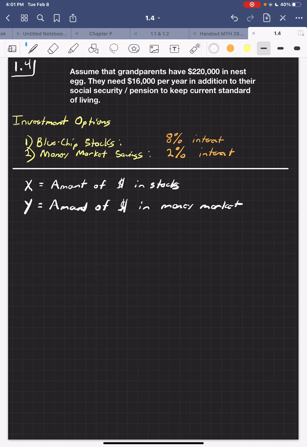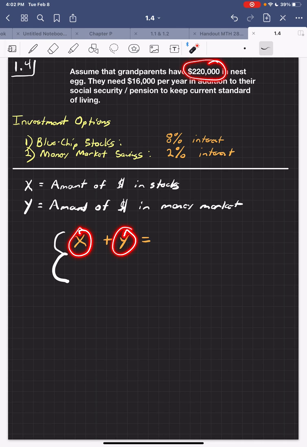What we're going to do is try to set up a system of equations. And then we're going to seek the solution to that system of equations, if indeed there is a solution. Of course, with all application problems, the setup, the initial modeling, is what makes them hard. But let's see if you can follow me here. So I need two equations. Now, the first equation, x plus y, should equal, well, unless someone's stealing money from your grandparents, if x is the amount of the 220,000 in stocks and y is the amount of the 220,000 in money markets, then x plus y should equal 220,000.